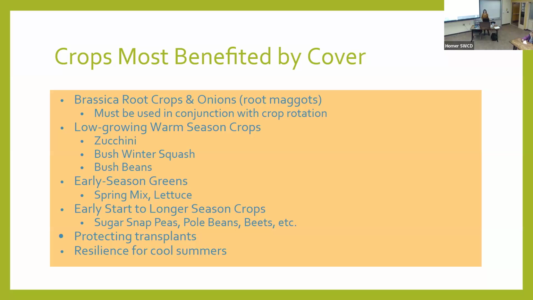Protecting transplants when you first put them out, protecting them from wind, hard rain, the elements. And then resilience for cool summers. Like last year, we just didn't get a lot of warmth, even the year before. And so the row cover really gives you that extra heat, that extra boost that we sometimes just don't get here on the peninsula.